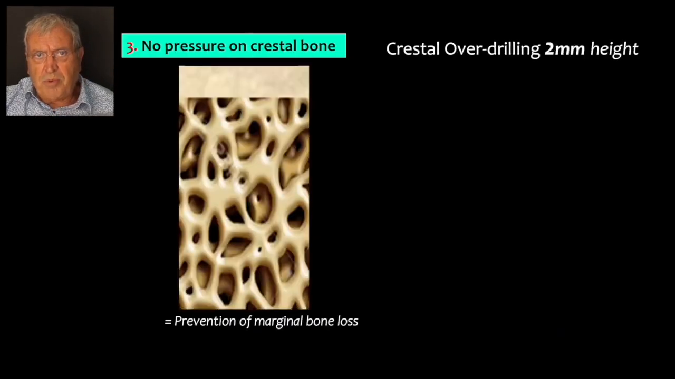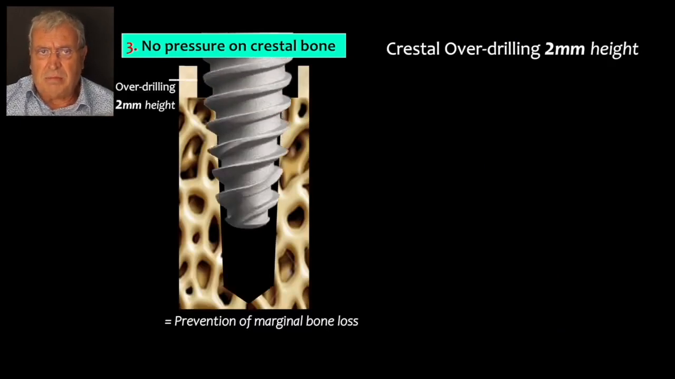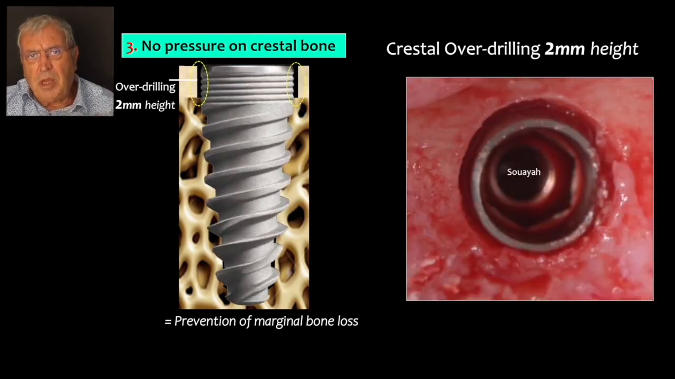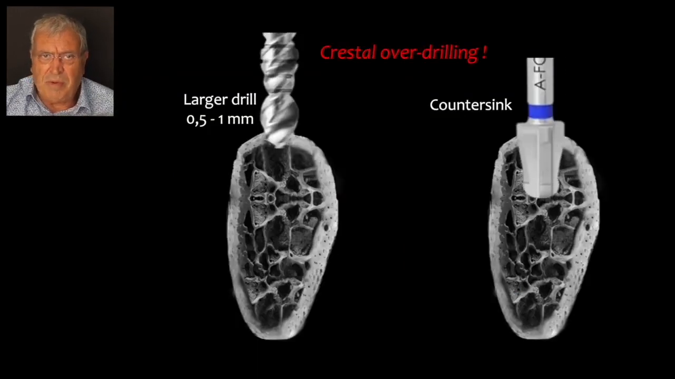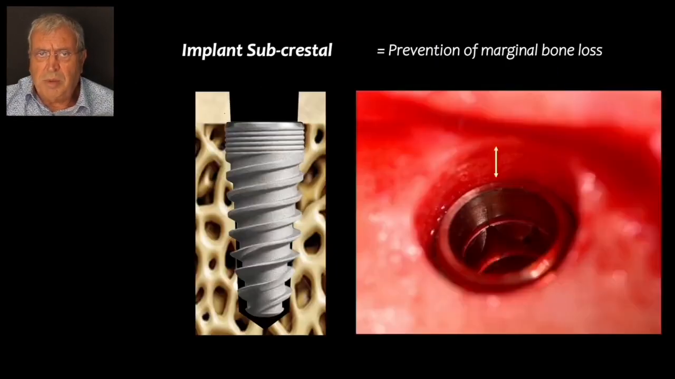We need to avoid the pressure on the crestal bone. Means we need to over-drill in order to make space between the implant and the cortical bone. Then we are sure that there is zero pressure on the crestal bone. How to do it? With a contouring or with a larger drill, 2 mm depth, or to place the implant subcrestal, 2 mm.